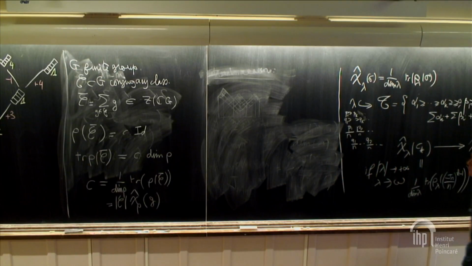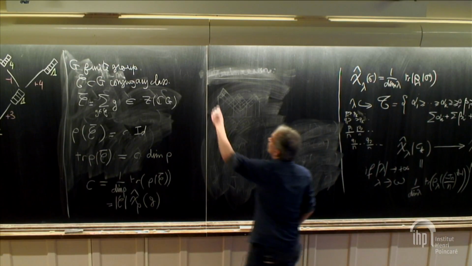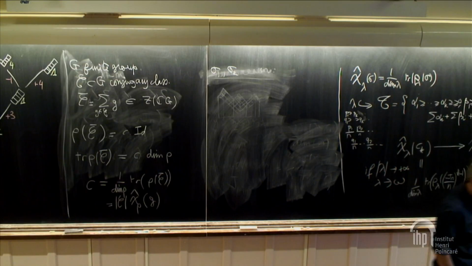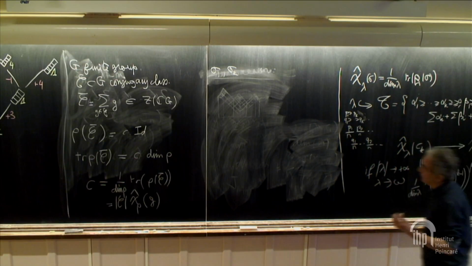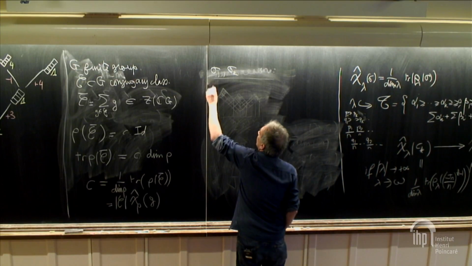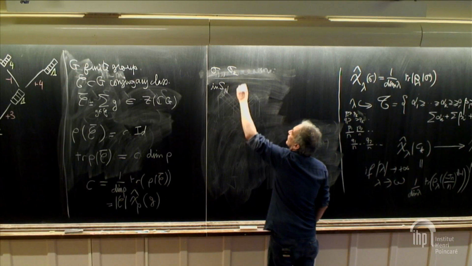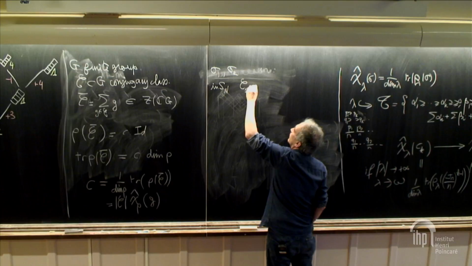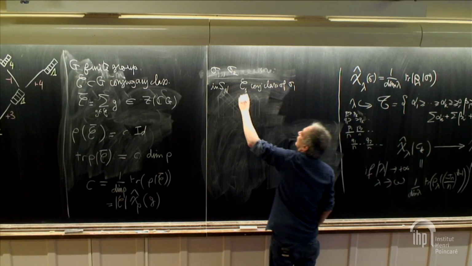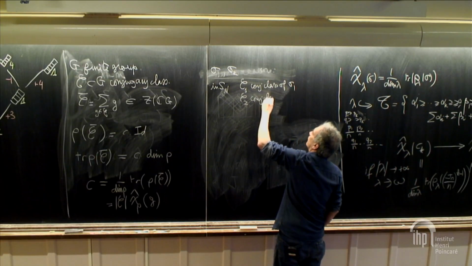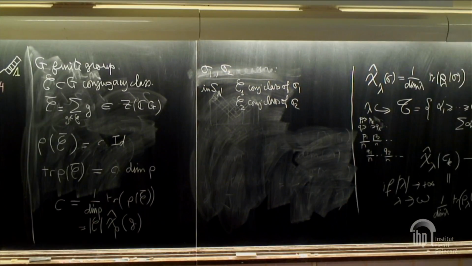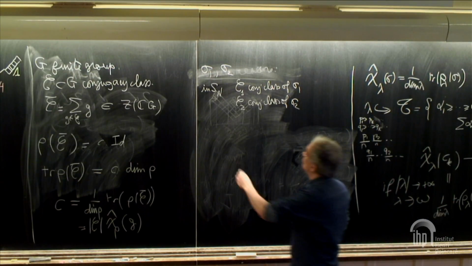Okay, so let us apply this. So let us look at our two permutations, sigma 1 and sigma 2, which have a disjoint support. Then what I can say is that in Sn, let me call C1 the conjugacy class of sigma 1, and C2 the conjugacy class of sigma 2.